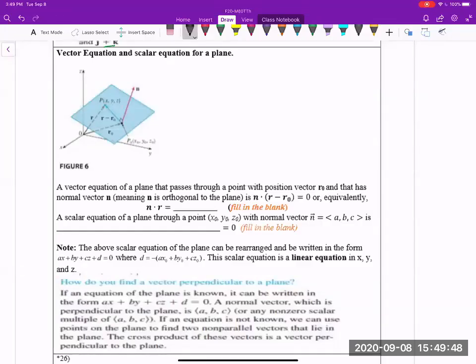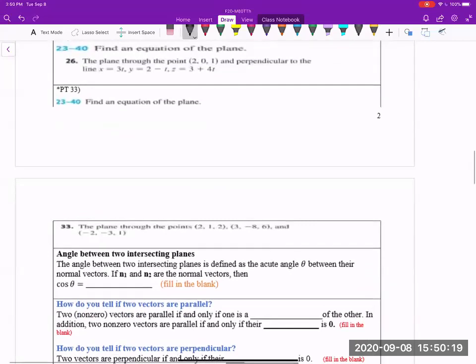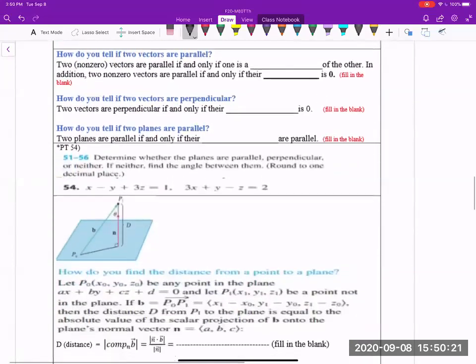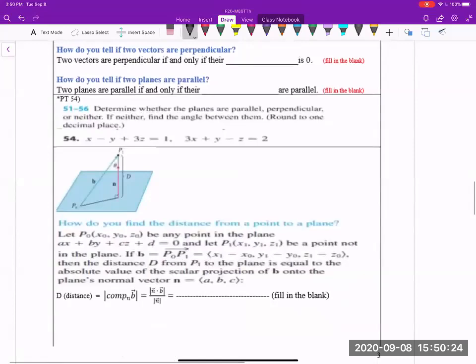Hi, as a continuation of section 12.5, we will do vector equation and scalar equation for the plane. In part A, we covered vector equation, symmetric equation, and parametric equations of a line. In this part of 12.5, we are going to cover vector equation and scalar equation for a plane, and also the angle between two intersecting planes, and then we are also going to find out the distance of a point from the plane.